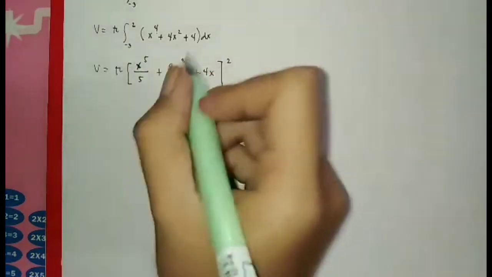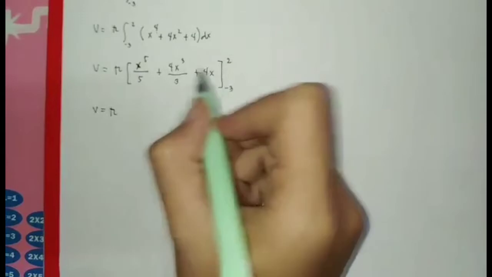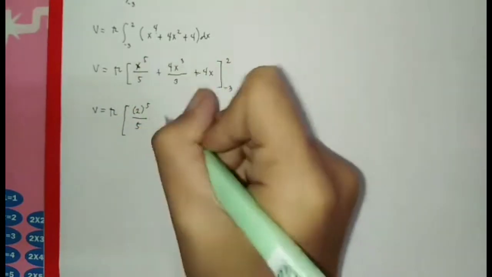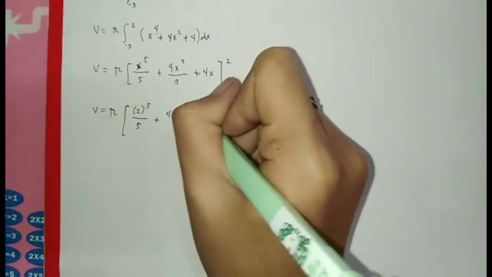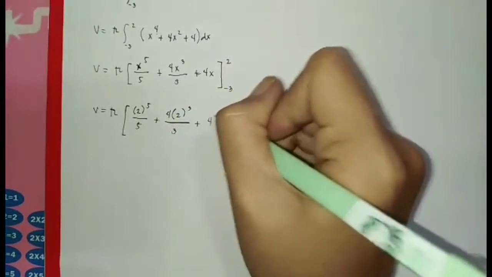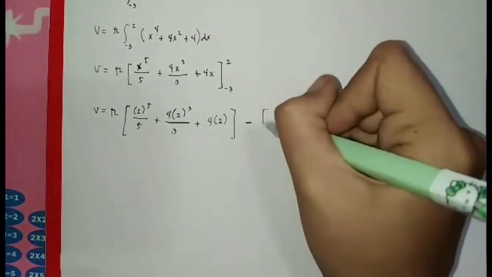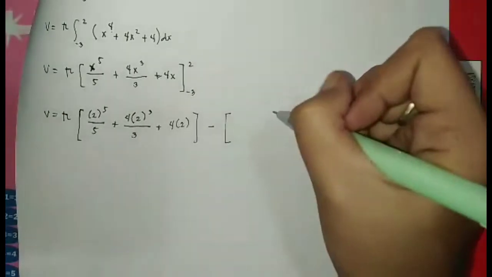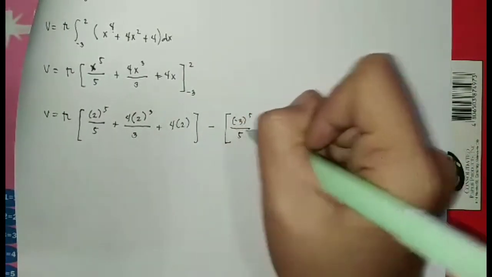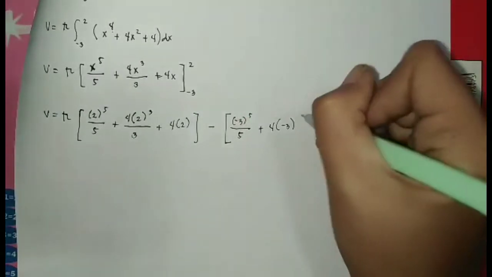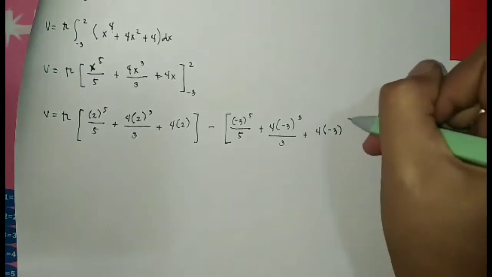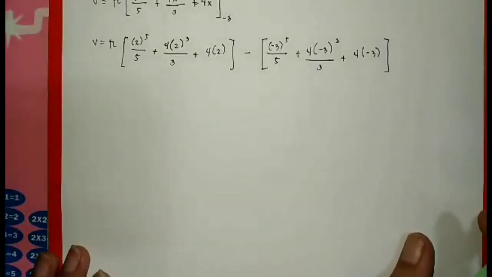So substitute all the values of x to 2. So this will become 2 raised to the power of 5 over 5 plus 4 times 2 cubed over 3 plus 4 times 2, minus this again, and substitute all the values of x to negative 3. Negative 3 raised to the power of 5 over 5 plus 4 times negative 3 raised to the power of 3 over 3 plus 4 times negative 3. So let's just solve this one.